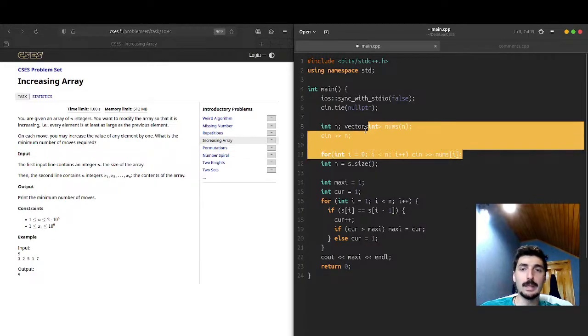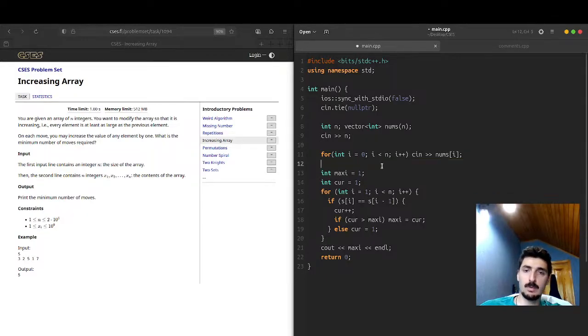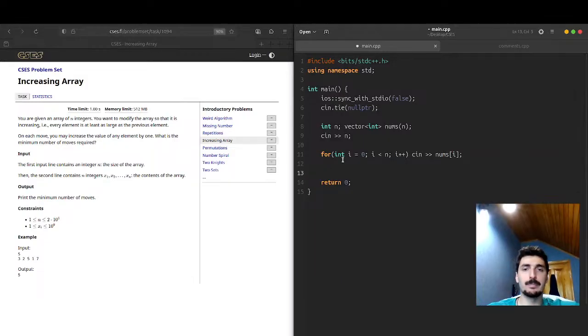Alright, this is how we get the input. We don't need this anymore. Oh, this is just an old solution. Print the minimum number of moves. Alright, next iteration.